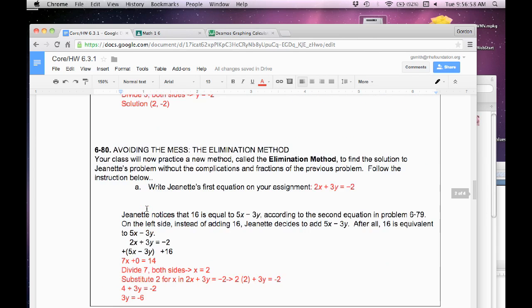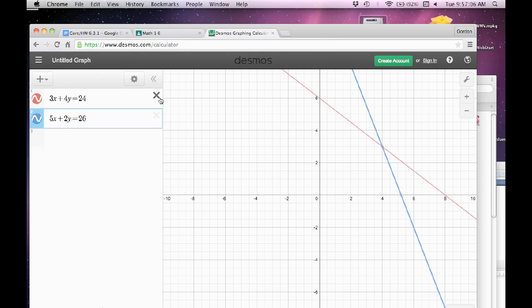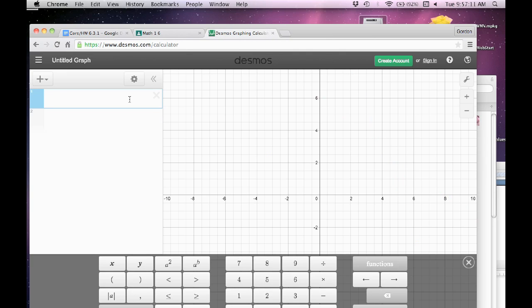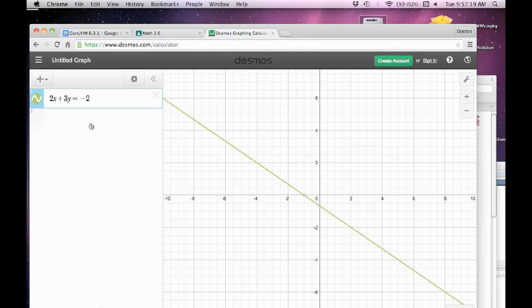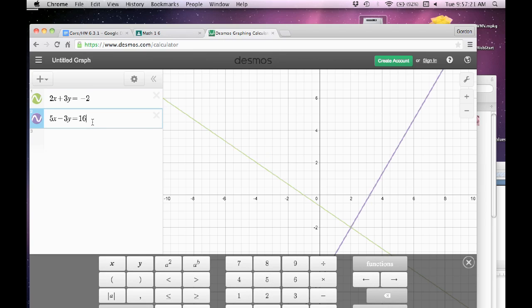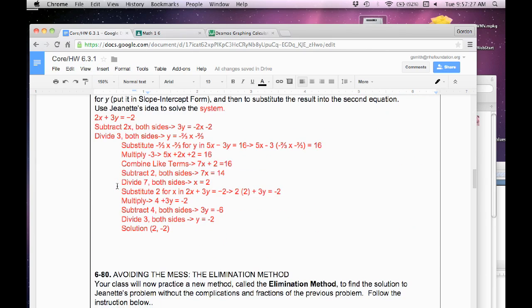We'll put these both into Desmos and see if they are indeed getting us that solution. So we're looking for a solution of 2 negative 2. So there's our first equation. Here's our second equation. And 2 negative 2, sure enough. So it's working great. We know that we're doing this correctly.